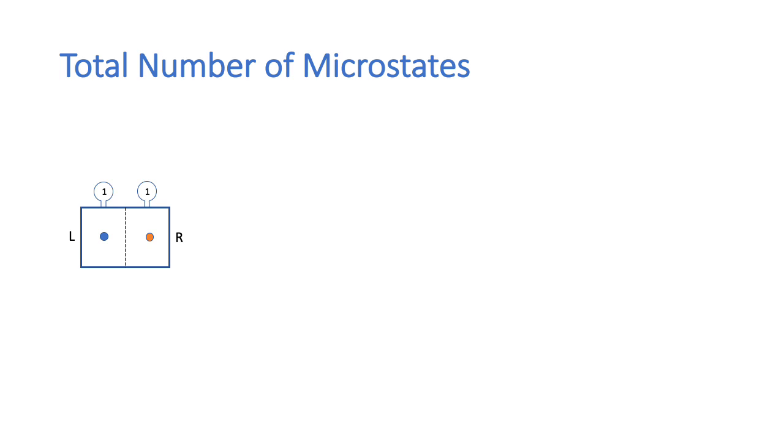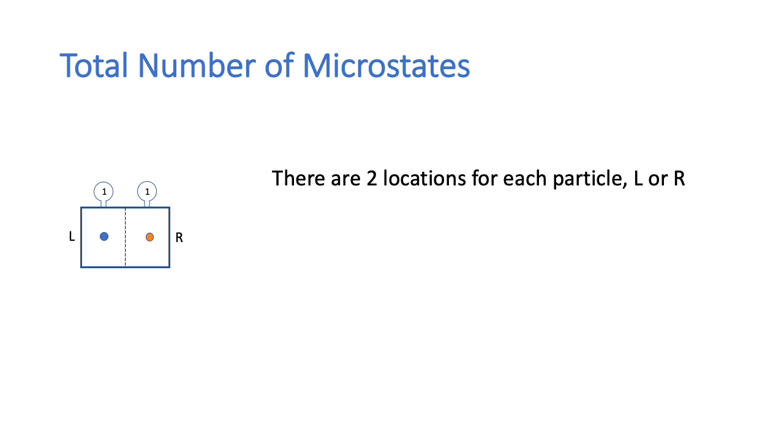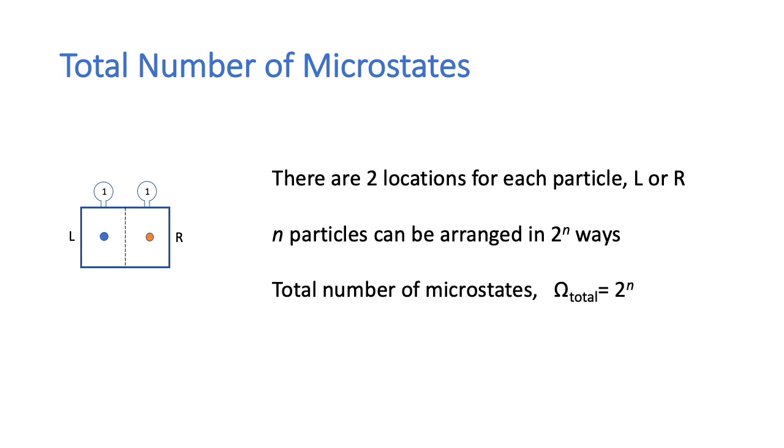Now we could carry on doing this, but it's going to become tedious with larger numbers of particles to actually write down every arrangement. So let's see if we can generalize this. First, how do we calculate the total number of microstates for a given number of particles? Now there are 2 locations for each particle. It could be either on the left or the right. So if we have n particles, for each one of them, you could put it either left or right. So n particles can be arranged in 2 to the power n ways. So for a system of n particles, the total number of microstates is going to be 2 to the power n.